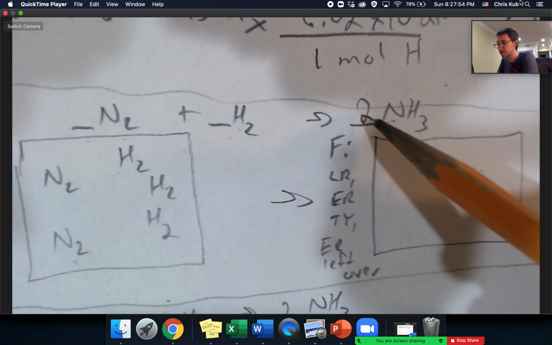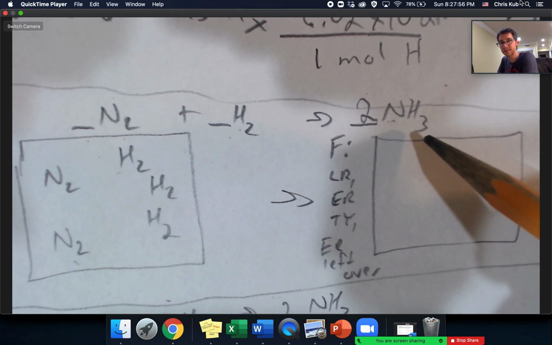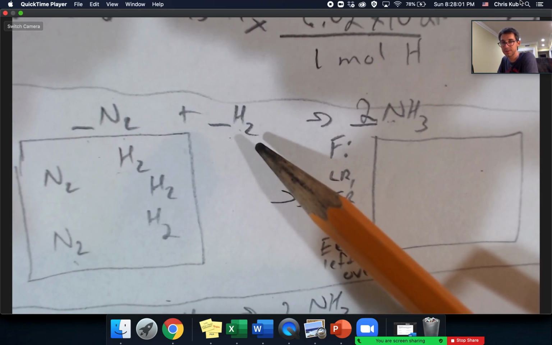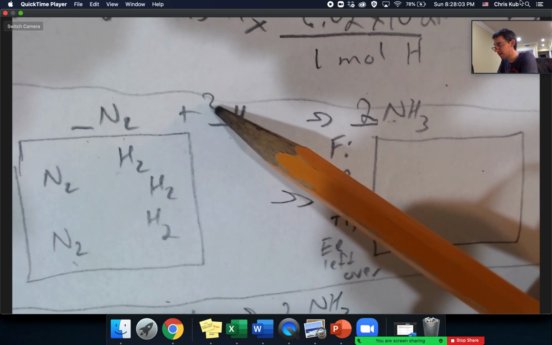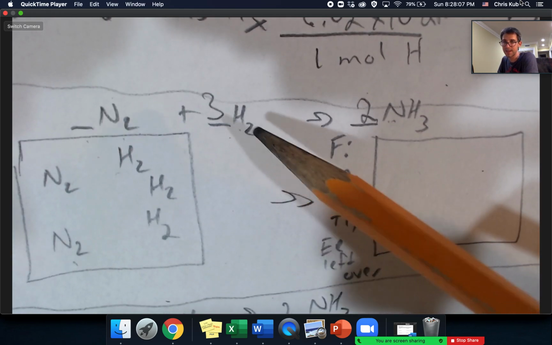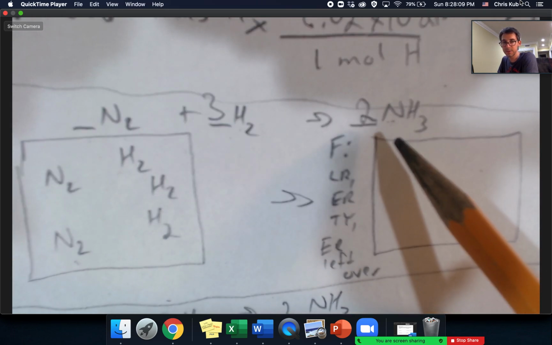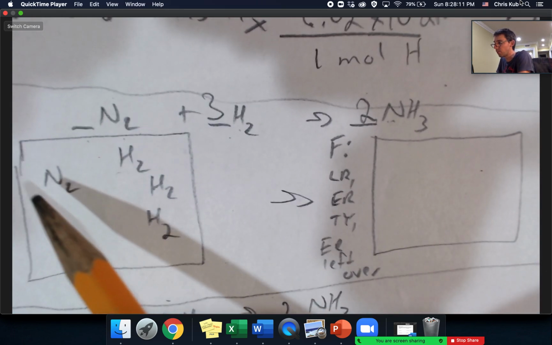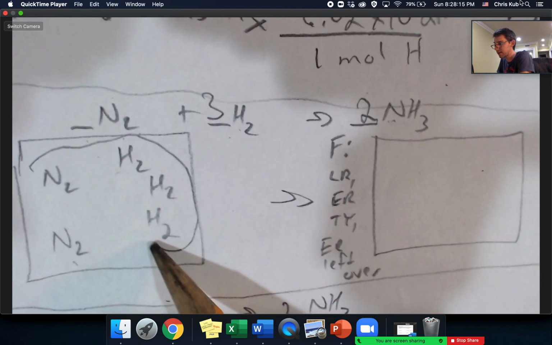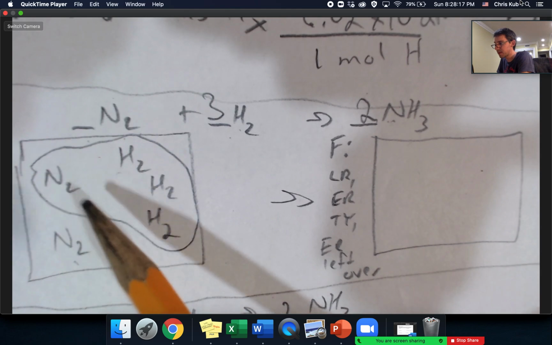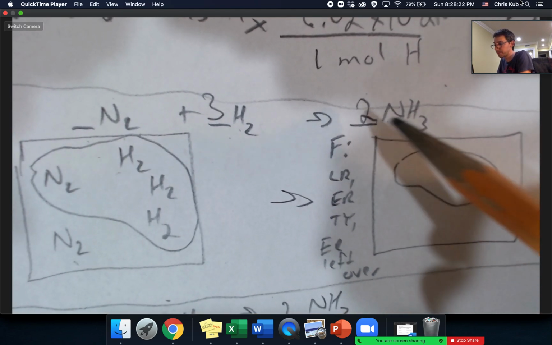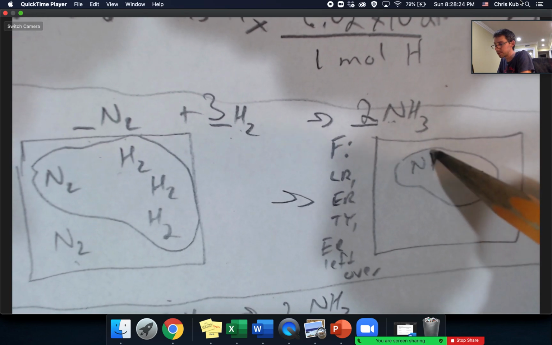And then there are 2 times 3, there are 6 hydrogen atoms on the right side, but there are only 2 hydrogen atoms on the left side, so you can multiply by 3, so we get 3 times 2, we get 6 hydrogen atoms on the left side. All right, so now we have a balanced chemical equation. For every 1 nitrogen molecule that reacts, there are 3 hydrogen molecules that react. And when those react together, that will yield 2 ammonia molecules.